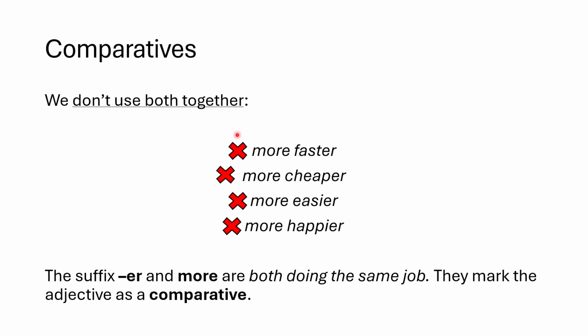It is wrong to say more faster. It is wrong to say more cheaper. It is wrong to say more easier. It is wrong to say more happier. The suffix er and more are both doing the same job. They mark the adjective as a comparative.